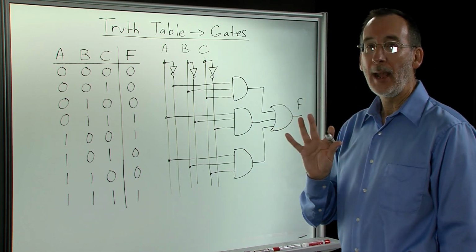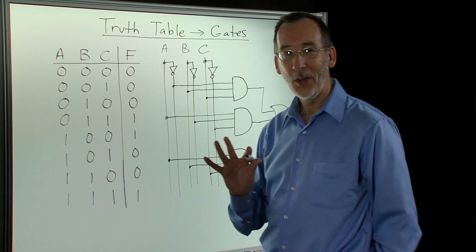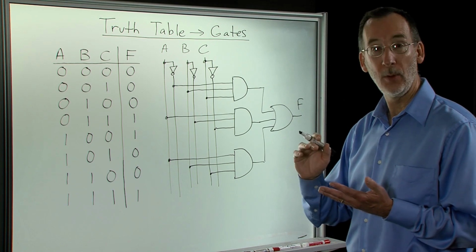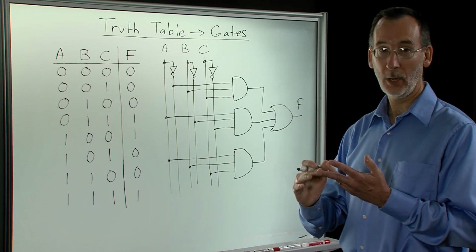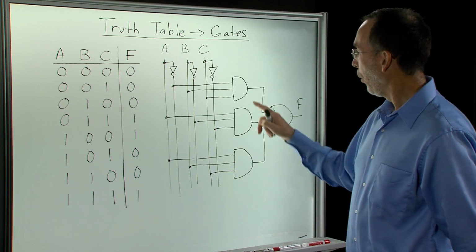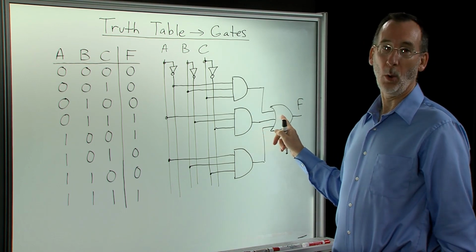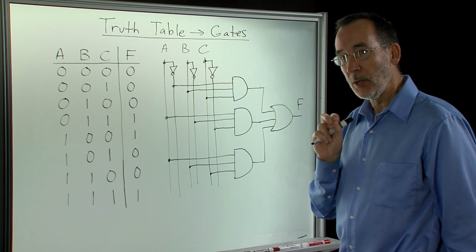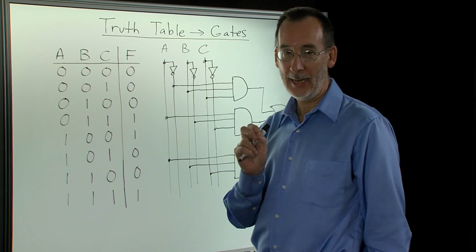Now if you recall, with CMOS, we said that we have a NOT, an inverter, a NAND gate, and a NOR gate. Those are the best gates for CMOS. Well, what I have here is an AND and an OR. But we can convert these using De Morgan's law into NAND gates.